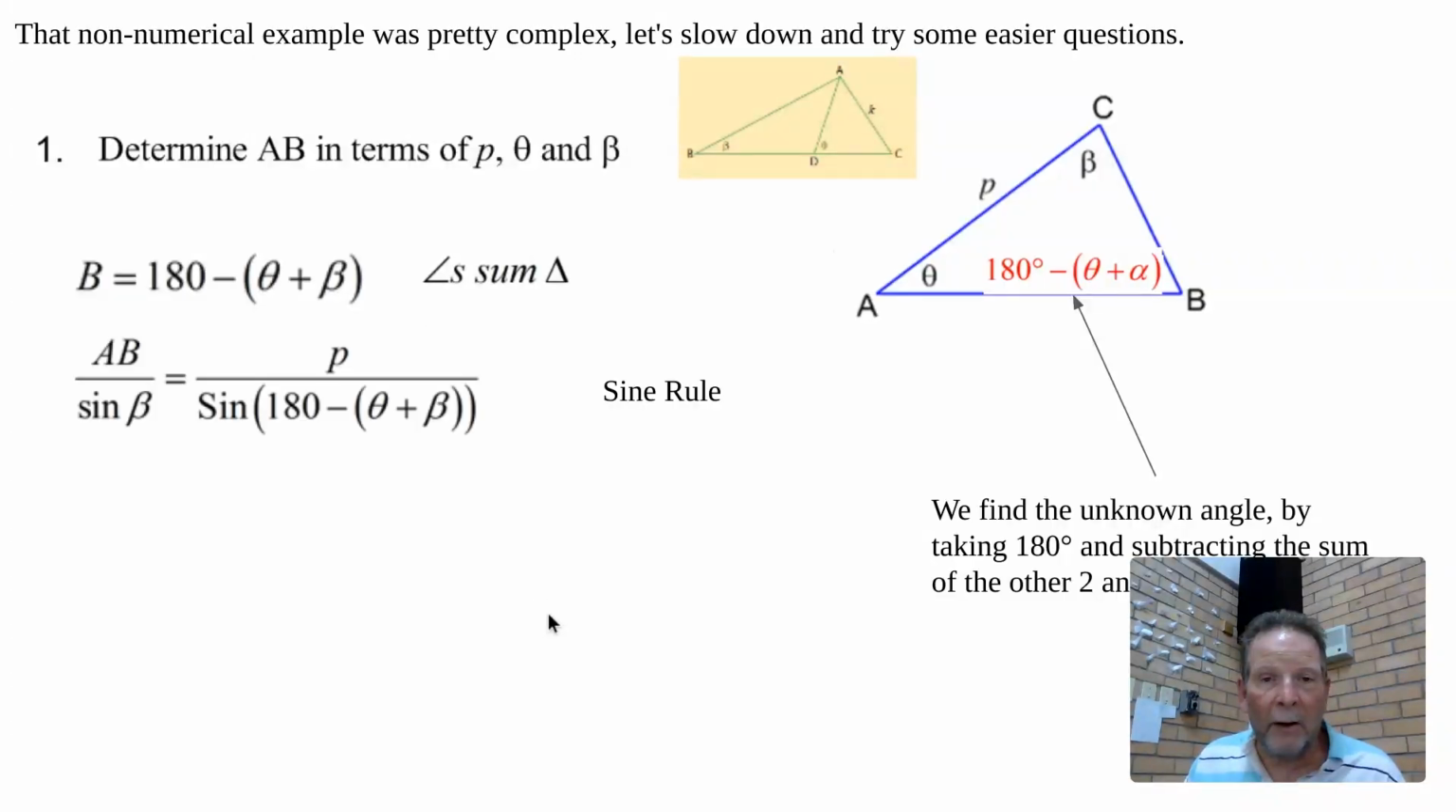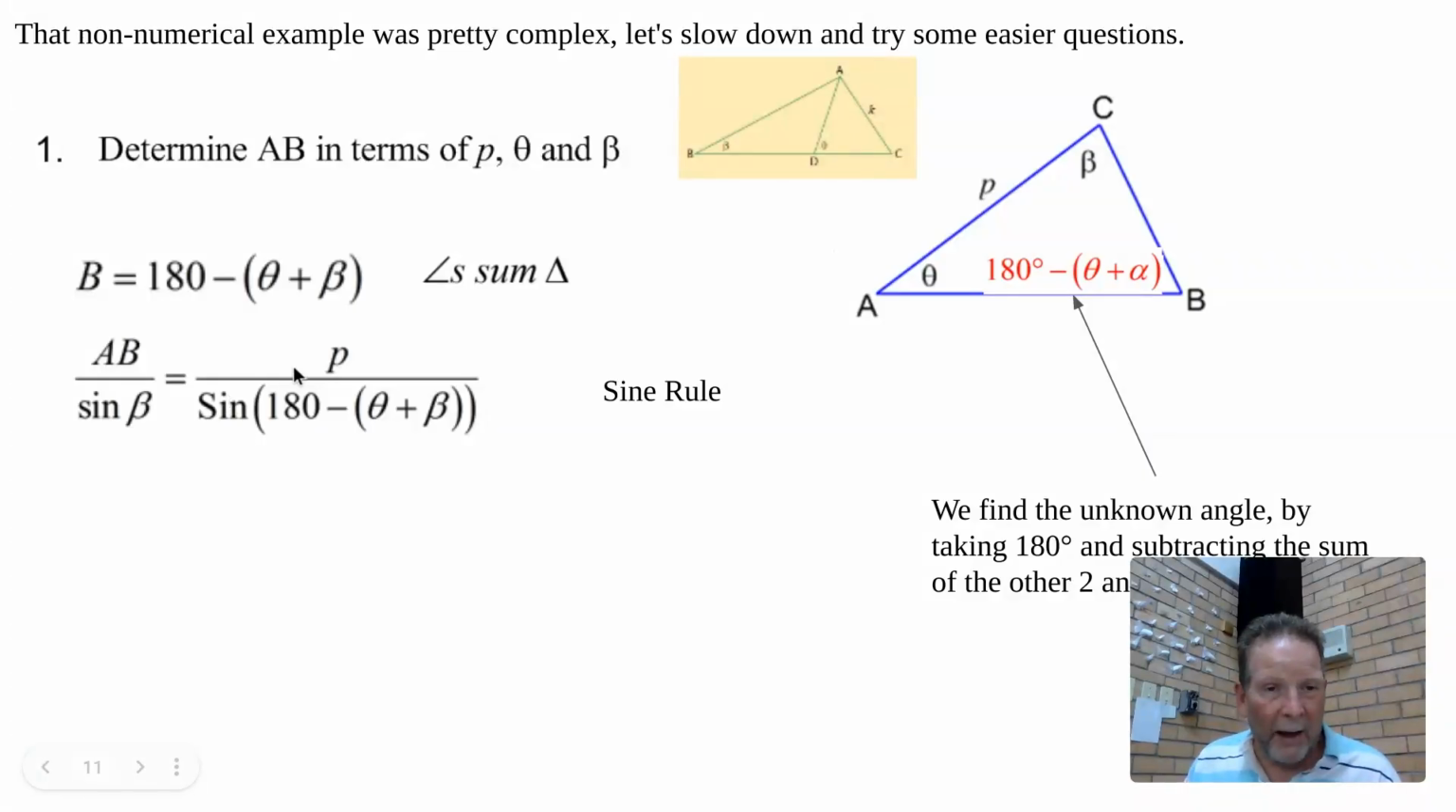Okay, next question. Now, once you've done that, there's this thing called the sine rule. P goes with this red angle here, and because they asked for AB, AB goes with beta. So you go AB over the sine of beta is little p over the sine of 180 minus theta minus beta. That's just the sine rule. That's why it's working. Now this sine beta comes up to the top, and now here's the thing.